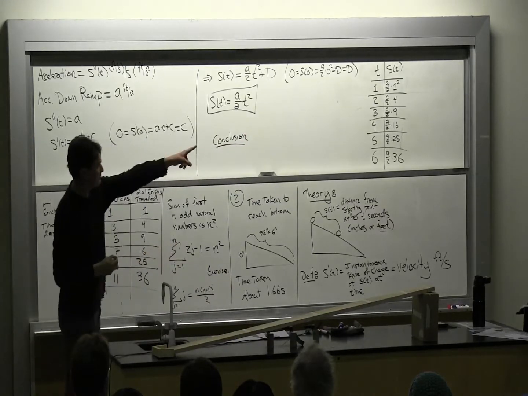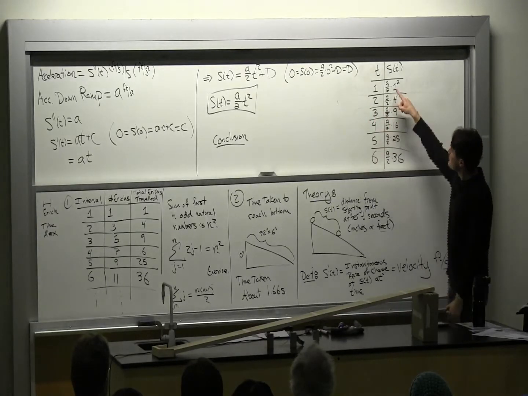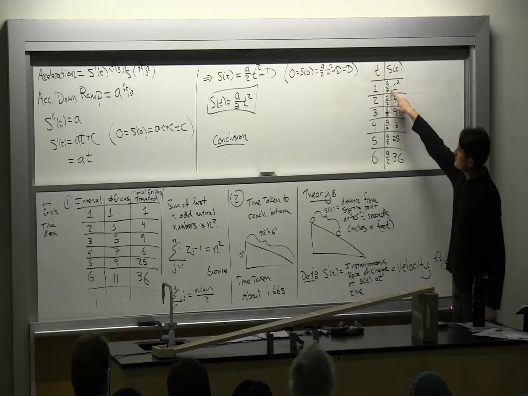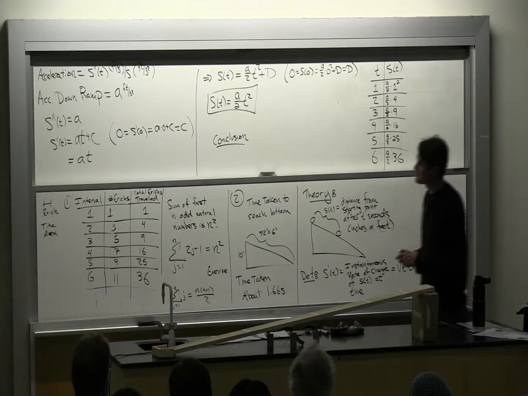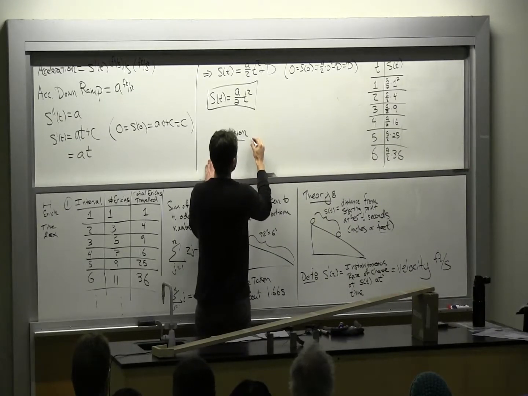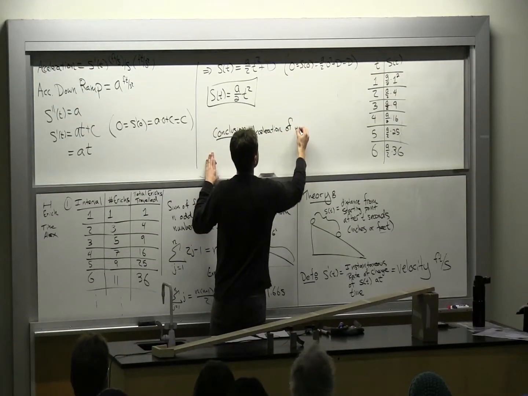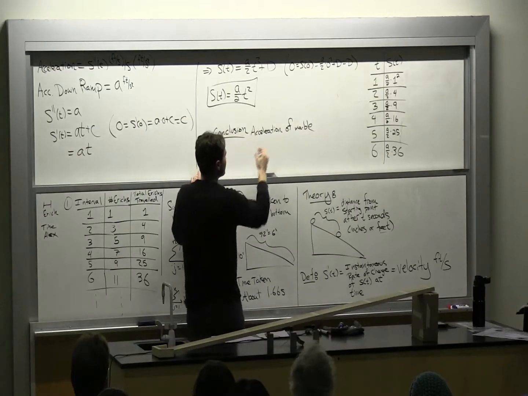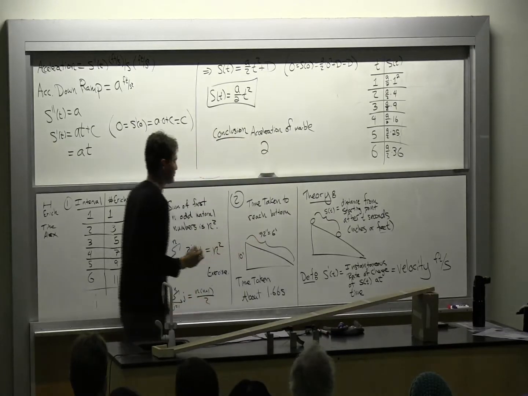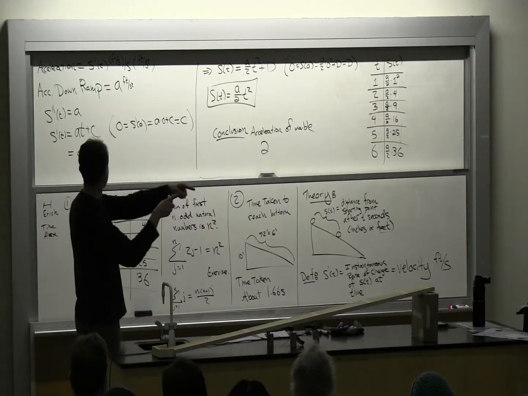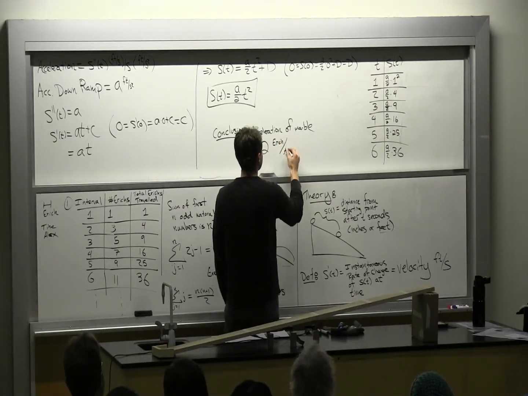Not only is that table consistent with this table, it tells me what a must be. These things are so remarkably similar. What must a be in order to make this equal to that? 2. So what we can conclude then is that the acceleration of the marble caused by gravity was 2. And then what were my units? Well, my units were Eric's and Alex's. So it must have been 2 Eric per Alex's squared.